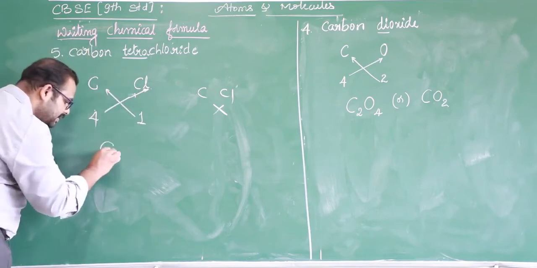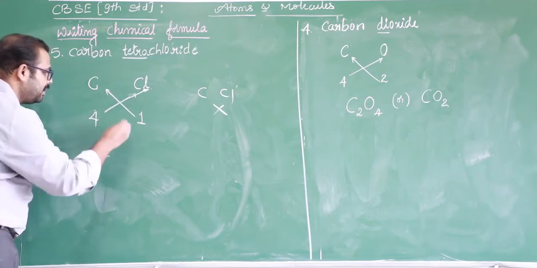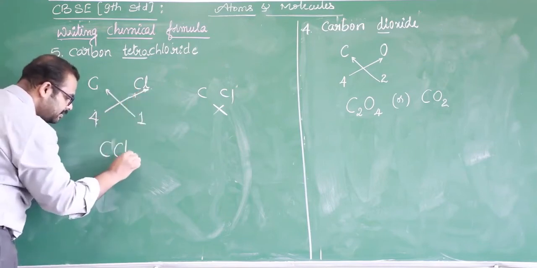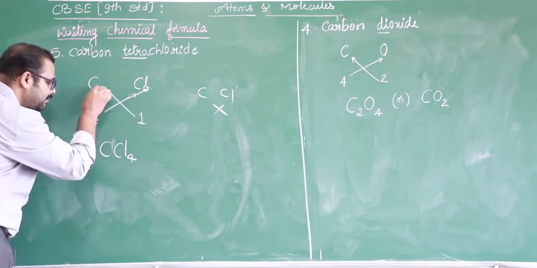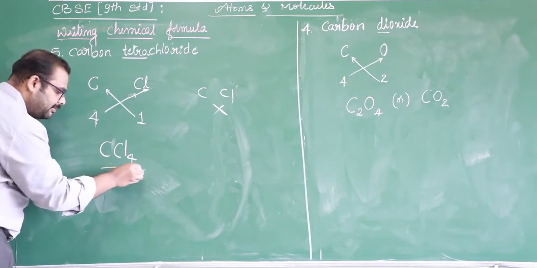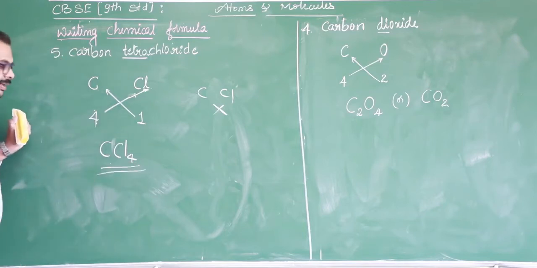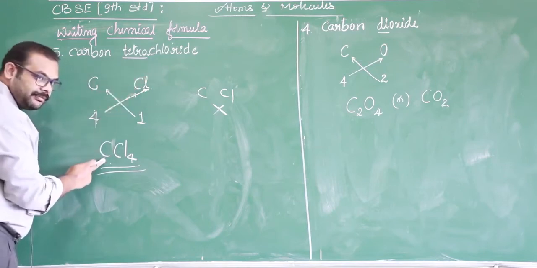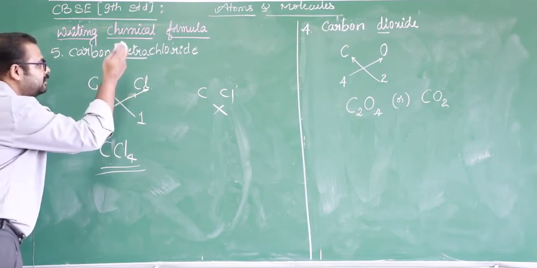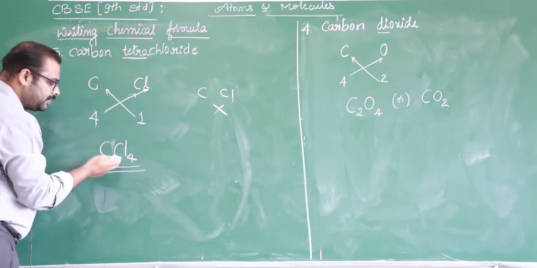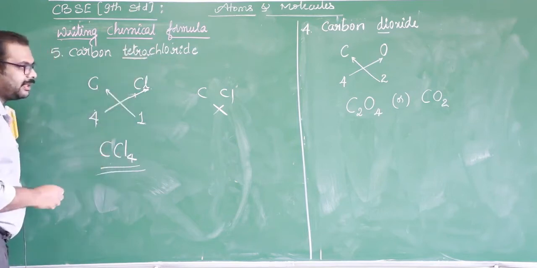So now this carbon and another element is chlorine, which means this 4 has to go this side, and again 1 here, so we can neglect that. Then the formula will become CCl4. You see that we call it carbon tetrachloride. Carbon is there, and in tetrachloride there are 4 chlorine atoms, hence it is called tetrachloride.